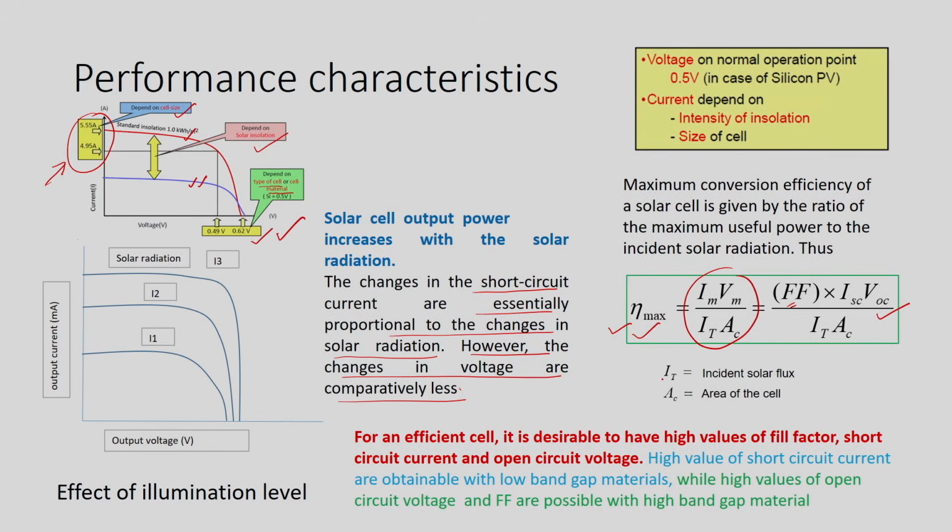Already you know what IT is, the incident solar flux, and AC is the area of the solar cell. So, this maximum conversion efficiency of a solar cell is given by the ratio of maximum useful power to the incident solar radiation. This you should keep in mind.